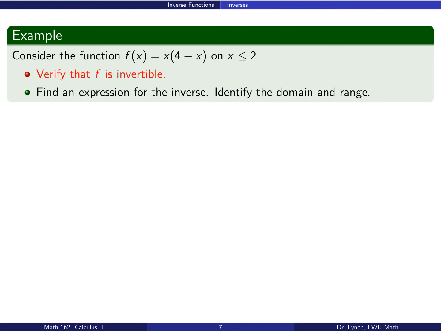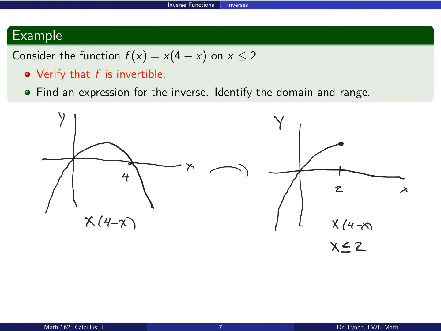So we'll start off by graphing the function on its natural domain and then restrict the domain to x less than or equal to 2. On the left, we see the graph of the function x times (4 minus x). It's a parabola that opens down with intersections at 4 and 0. And of course, if we restrict that function to the domain x less than or equal to 2, you can see that we just get half of the parabola.